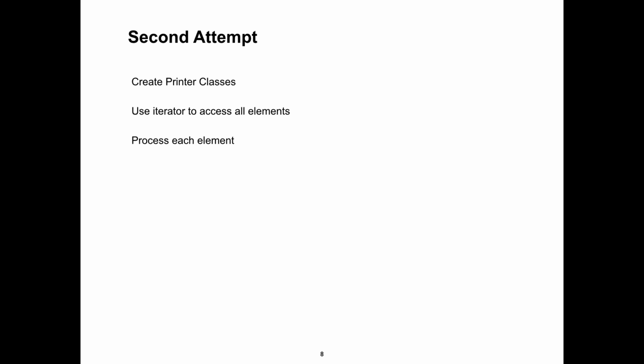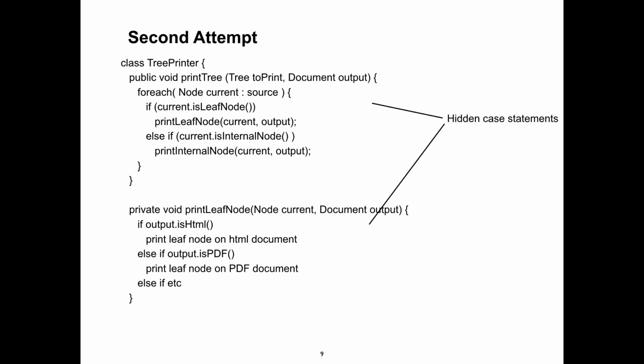Yeah, so we can create a printer class and then I can say print tree or print leaf. So print tree, I give the tree and the document, and then I go through and check to see what type of node it is, and I then call the print statement for that type of node.